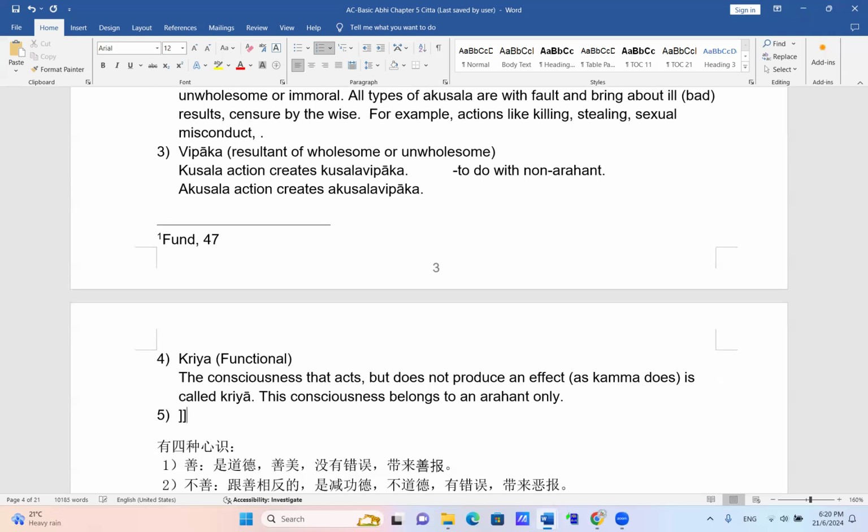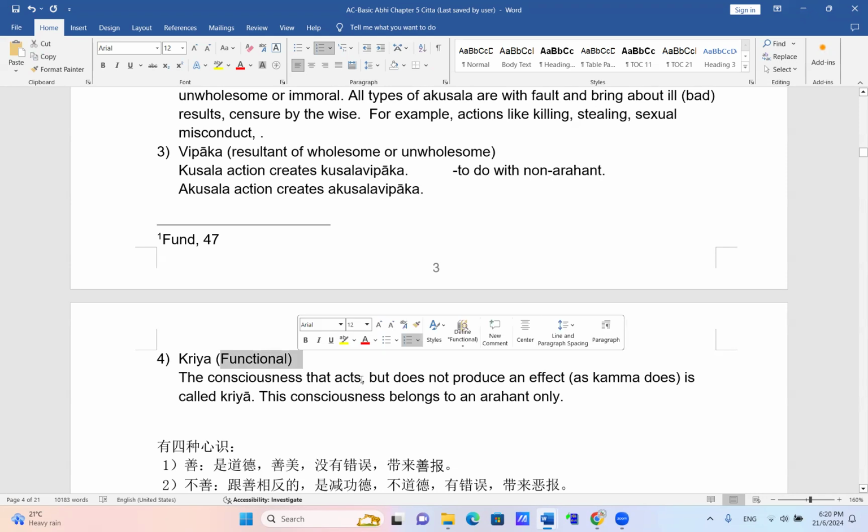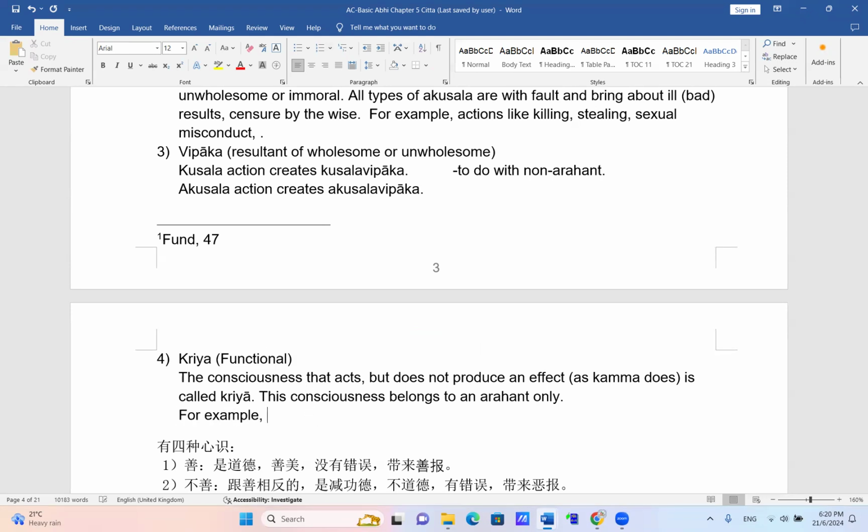there are some consciousness that only act, just do an action, but do not produce any effect. This is called kriya, functional. That's why in English it is called just functional. Some of the consciousness belong to arahants only. Some consciousness just do the function only. For example, later you will see the five-door consciousness. This just does the action of seeing and so on, and then it just stops.